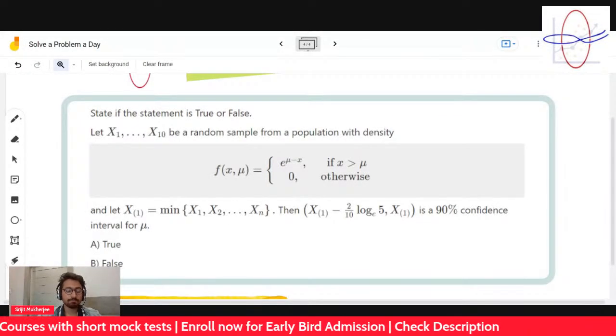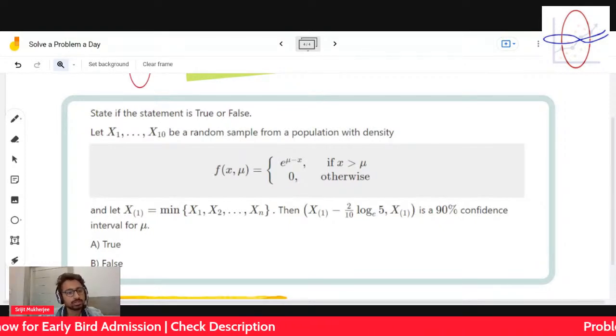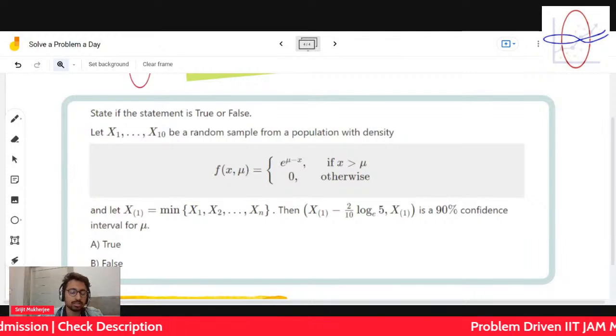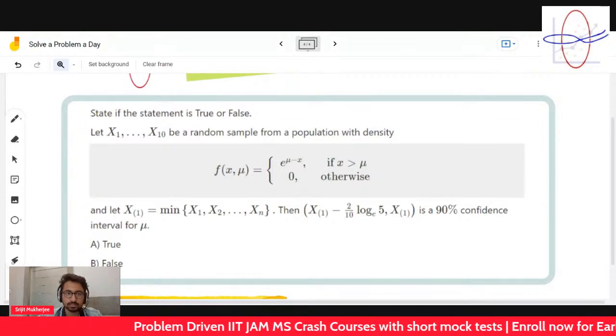So welcome guys, welcome back, and let's solve this confidence interval problem. Actually, I received a lot of doubts about confidence interval from the students. So this is our step to help the students solve some problems and get some ideas about it.